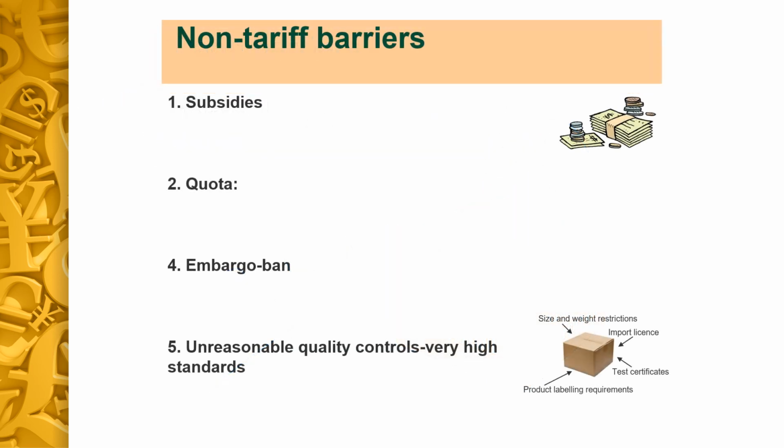Now let's have a look at the non-tariff barriers. We've got four different kinds of non-tariff barriers. The first one is considered to be subsidies. Subsidies are government grants paid to domestic producers to reduce their production costs in order to enable them to sell their products at lower prices than overseas producers. And remember, when I'm talking about the subsidy, the government is only giving it to domestic firms.